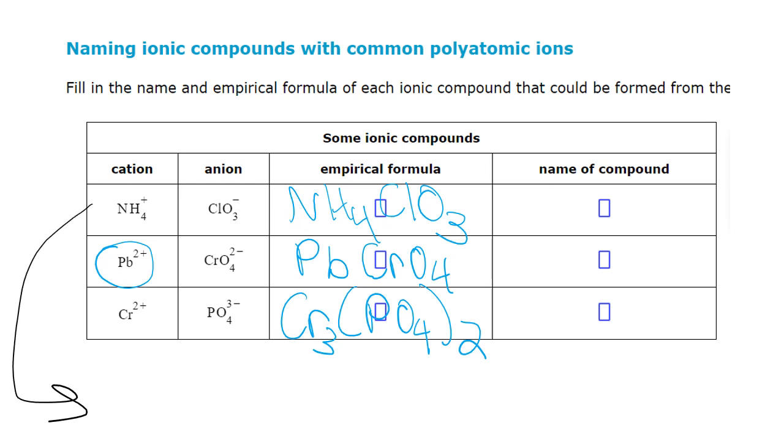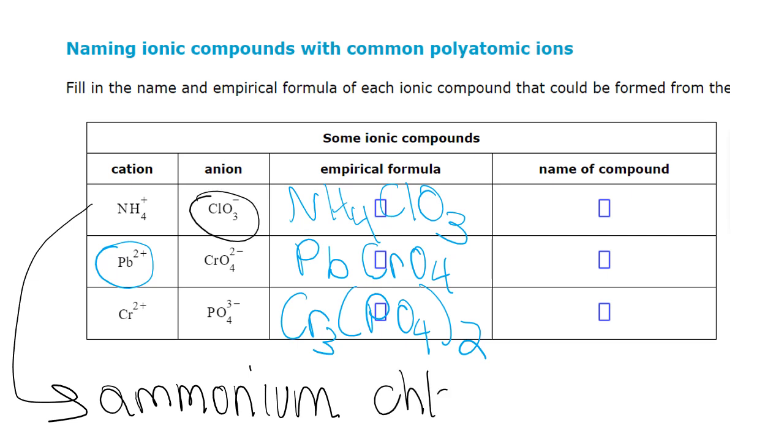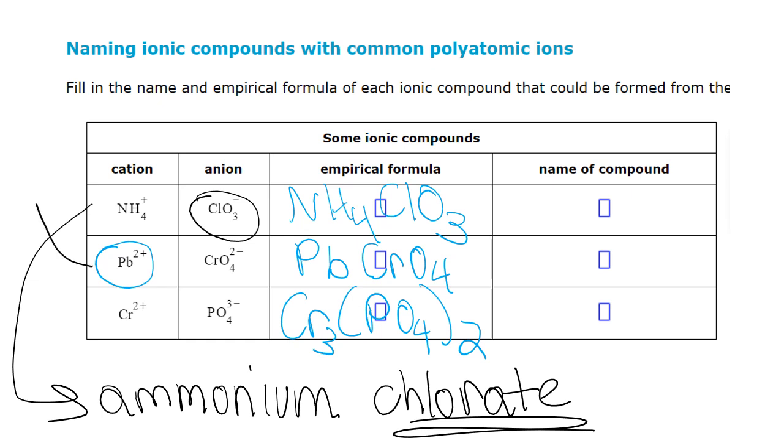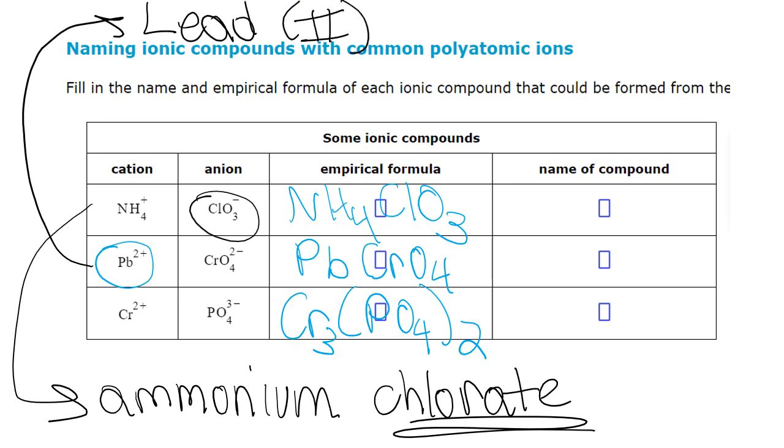And then this top one, we know the charge of NH4. NH4 is always +1, and it's ammonium. And then chlorate. We do not change the name of a polyatomic at all. So that name stays the same. Maybe think, okay, well, something's easy about the polyatomics. We don't change the name. Here, lead, we do not know the charge. It says +2, but we don't know it. So this is going to be lead 2 chromate. Nope, lead 2 chromate.